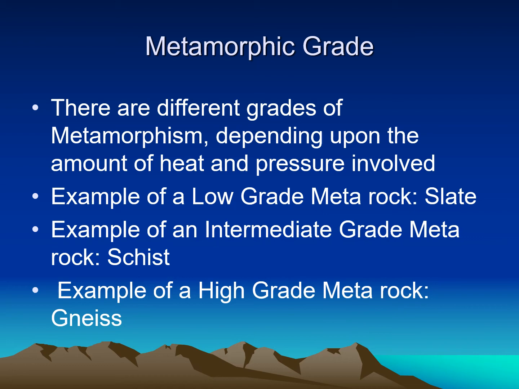We're going to skip intermediate. I mean, a good example of intermediate would be mica schist, but I'm not going to ask you that on the exam. But I might ask you to know an example of a high-grade metamorphic rock: gneiss, with a silent G. So when you're looking at a banded gneiss sample, just know that that's a high-grade metamorphic rock. It was subjected to high heat and high pressure.